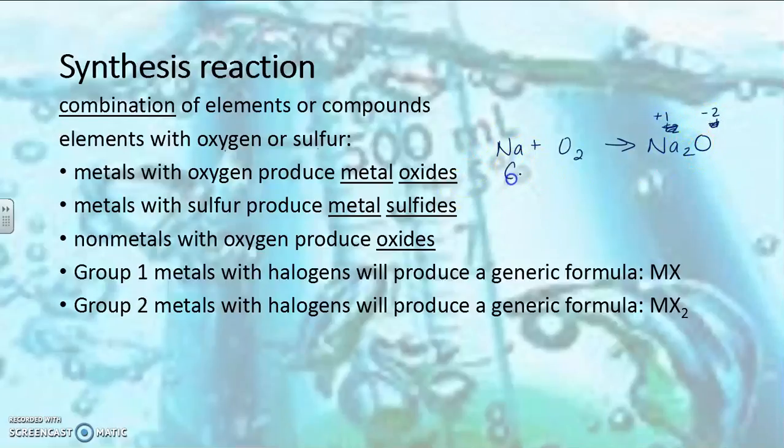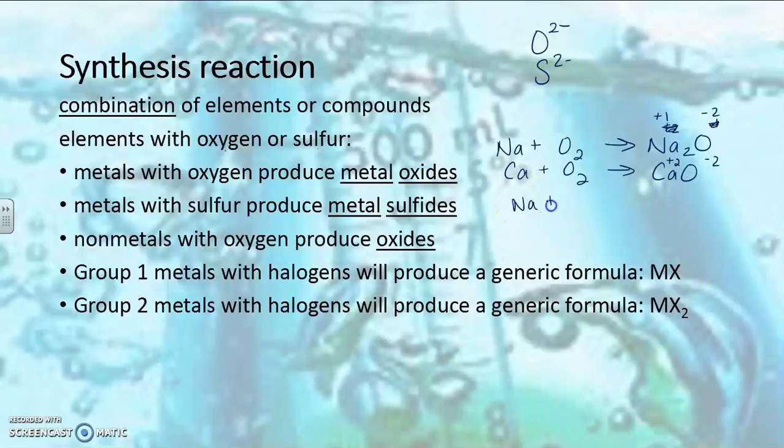Okay, if it was calcium and oxygen, they'd come together to form calcium oxide. There's a positive 2 and a negative 2 charge, and they cross down and cancel. Right? Same thing happens with sulfur. They produce metal sulfides. Now remember, sulfur is similar to oxygen. Oxygen has a negative 2 charge. Sulfur has a negative 2 charge.